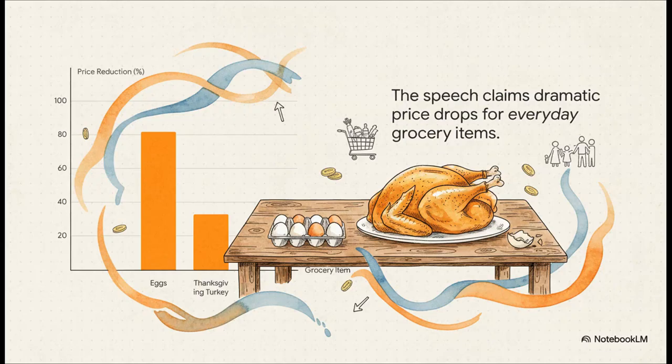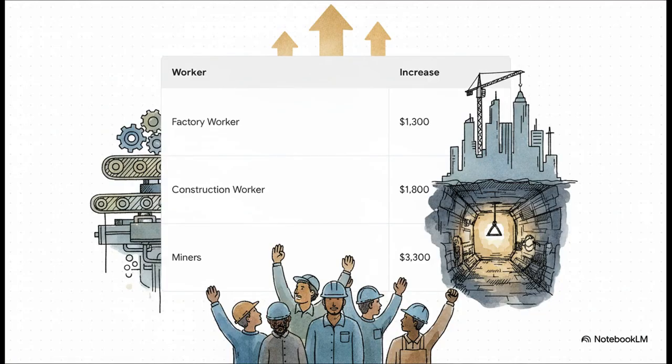And to really bring that point home, the speech zooms in from the gas pump right to your kitchen table. It talks about specific things, claiming huge price drops for eggs and Thanksgiving turkeys. Why? Because that makes a big, abstract idea like the economy feel personal. It connects it right to your grocery list, which is a super effective way to argue your point. So that's one side of the coin. Prices going down. But then the speech flips it over to talk about the other side.